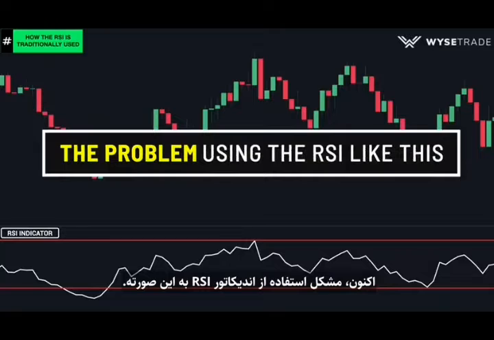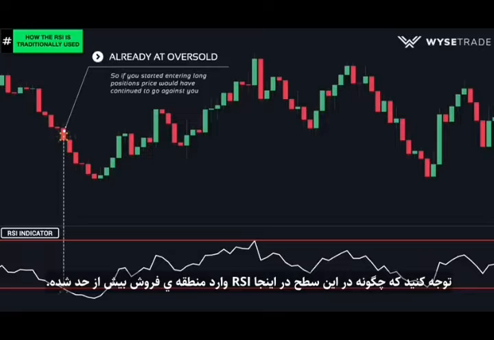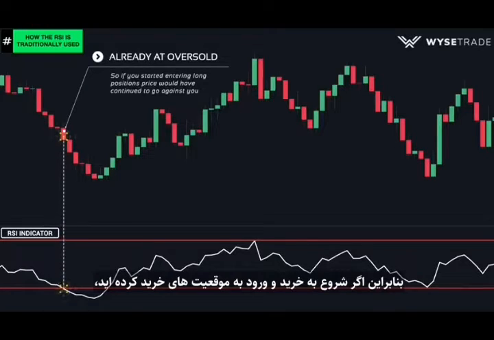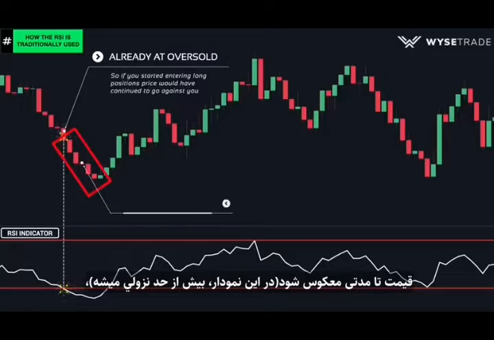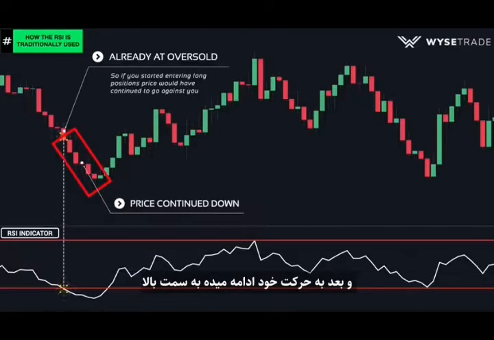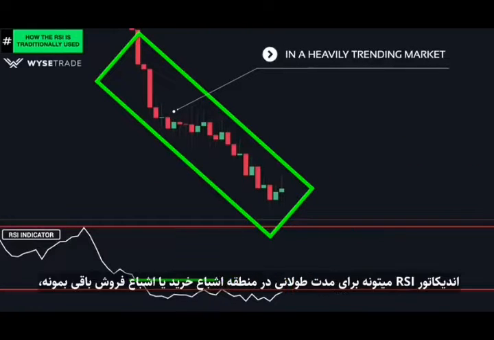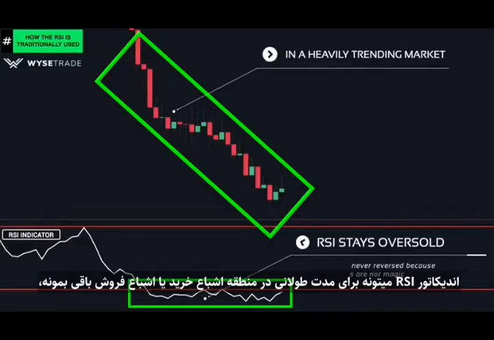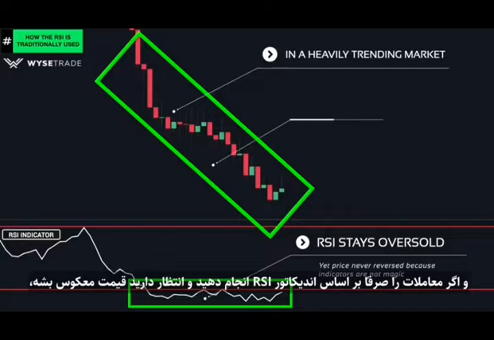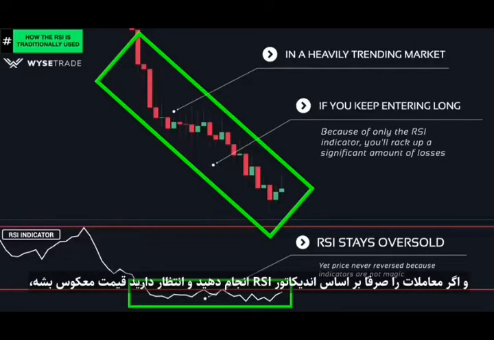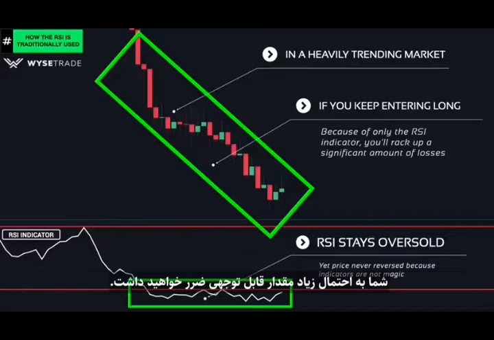Now, here's the problem with using the RSI indicator like this. Notice how at this level here on price, the RSI has already entered oversold. So if you started to buy and enter long positions, price would have continued to go against you for quite some time before it finally reversed. What this means is, in heavily trending markets, the RSI indicator can stay inside of the overbought or oversold region for a long time. And if you keep taking trades solely based on the RSI indicator, expecting price to reverse, you will most likely rack up a significant amount of losses.